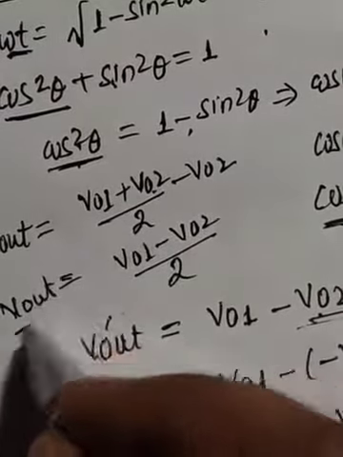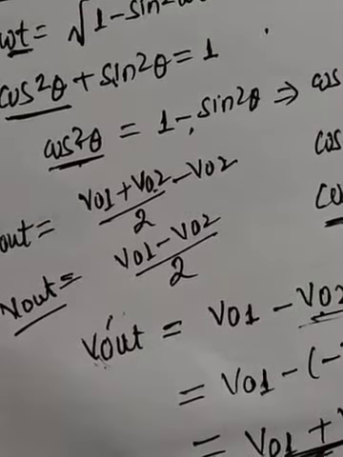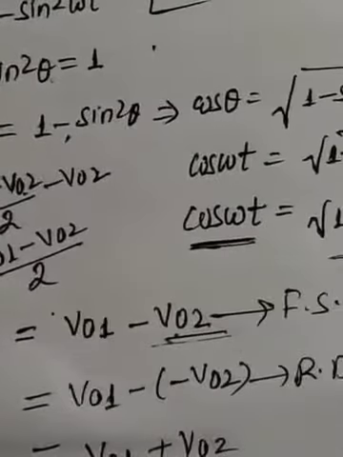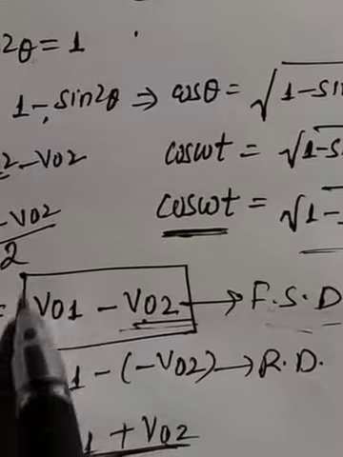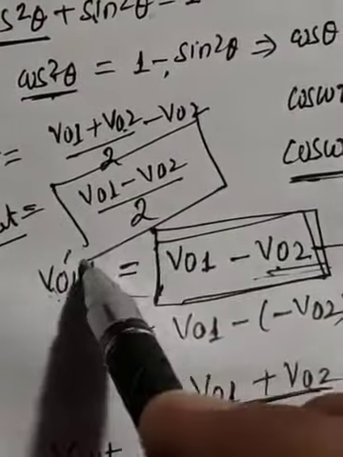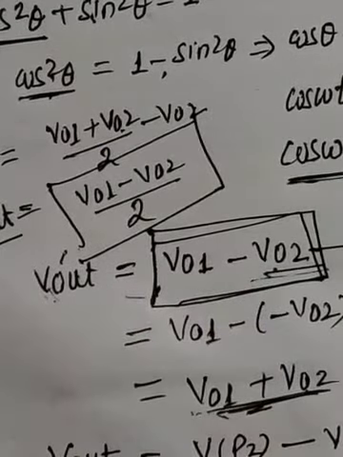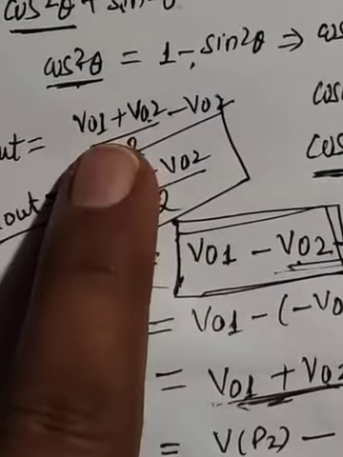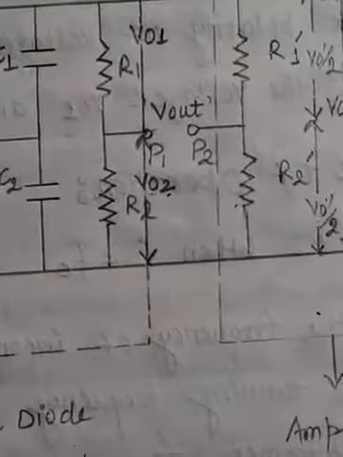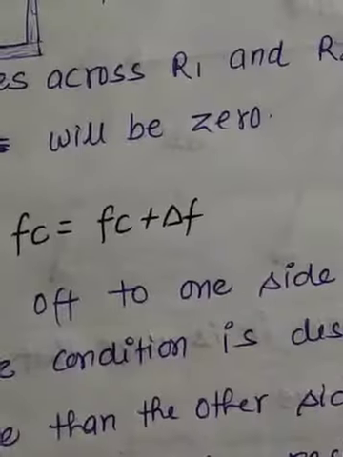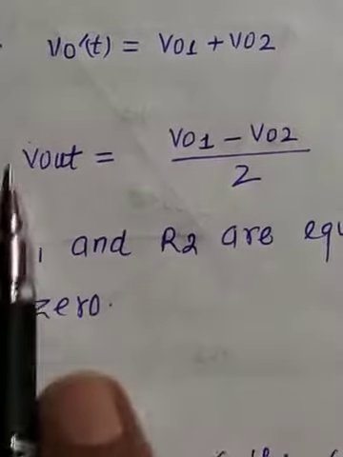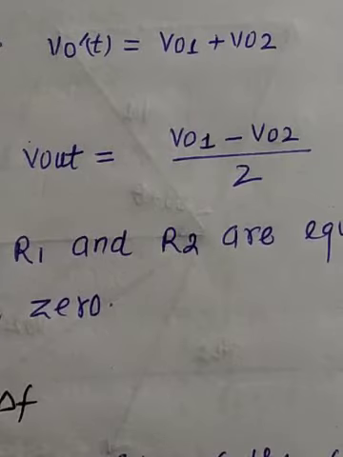This is the output voltage of a ratio detector, which is exactly half of the Foster-Seeley discriminator output. This is the Foster-Seeley discriminator output, FSD output, and this is the ratio detector output. Look at these two results. Actually, the ratio detector output is exactly half of that in the case of the Foster-Seeley discriminator. Look at this result: V out is equal to (V01 minus V02) by 2, which is exactly half the voltage we get in the case of the Foster-Seeley discriminator.